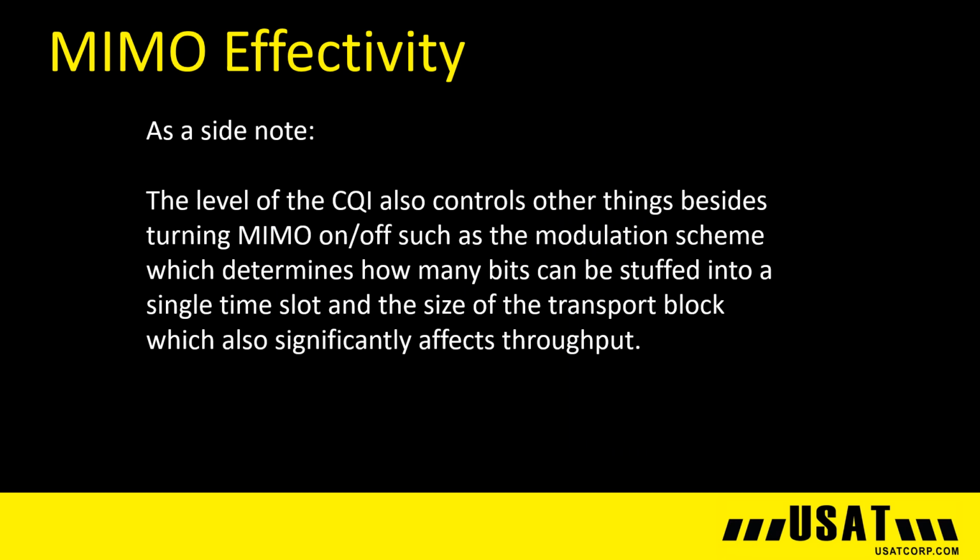A little side note here, the level of the channel quality indicator also controls other things besides MIMO going on or off. It basically determines how many bits can be stuffed into a time slot, which greatly affects what your actual throughput will be.